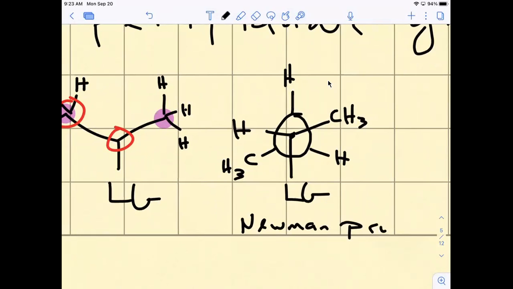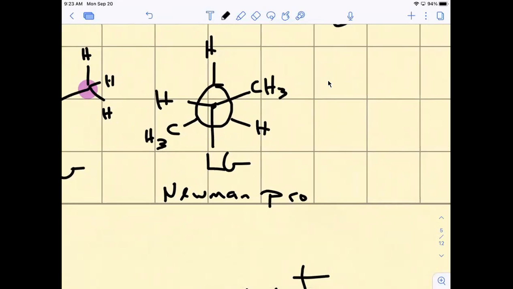Right? And so this is what we call a Newman projection. All you do is take 2 carbons in the chain and basically look down the carbon-carbon bond. That's how you develop or come up with what the Newman projection would look like.